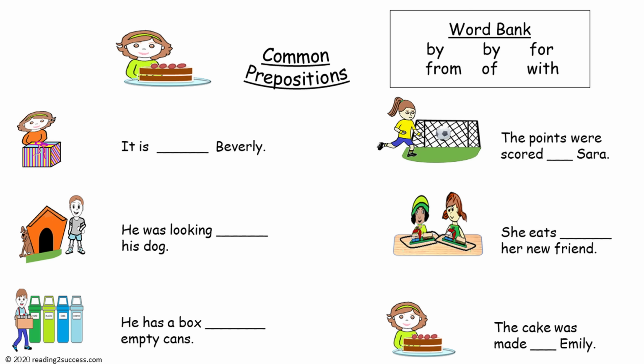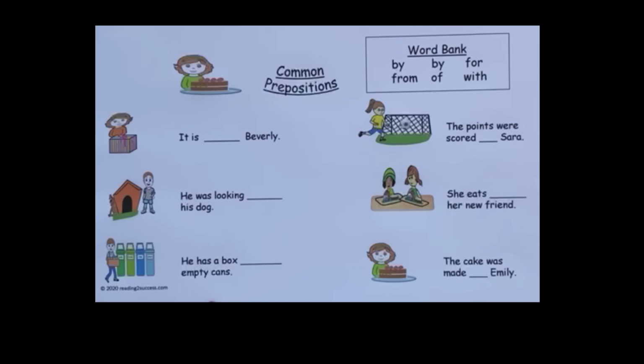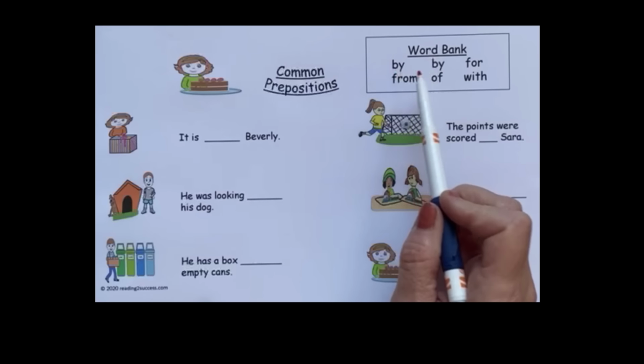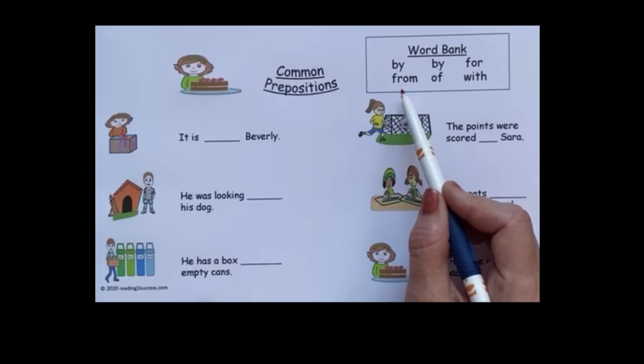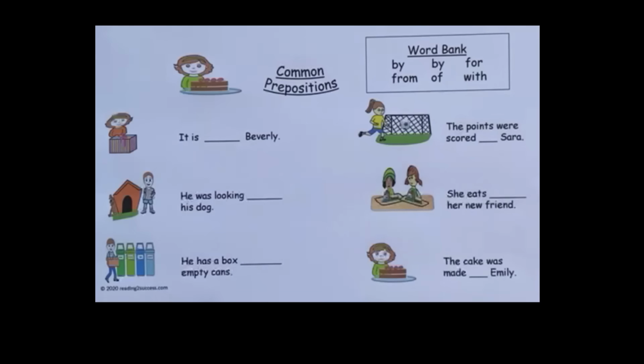This is a template for the first practice page kids will complete, and this is the template that is used in the demonstration lesson. Now have kids complete each sentence with a common preposition found in the word bank. So in the word bank we have by and then by, so 2 sentences will use the preposition by. Then we have for, from, of, and with. And kids can look back at the slide that we just went through.